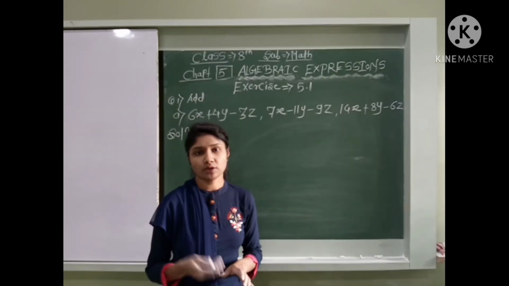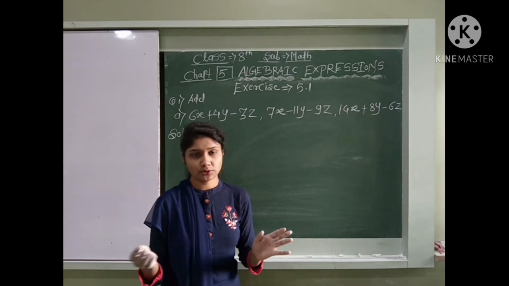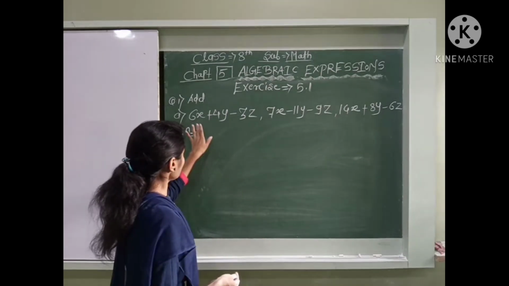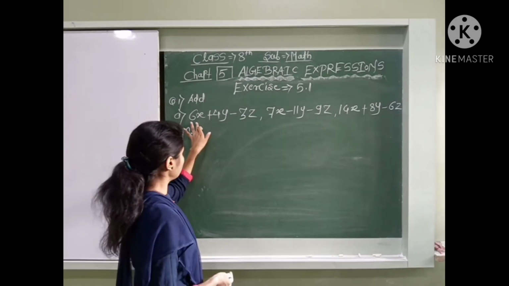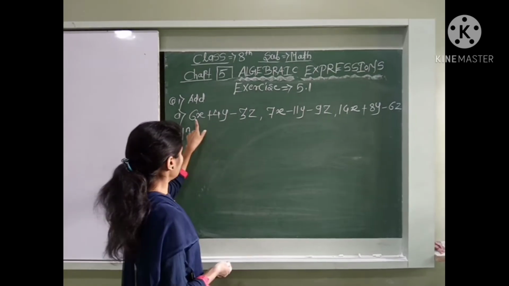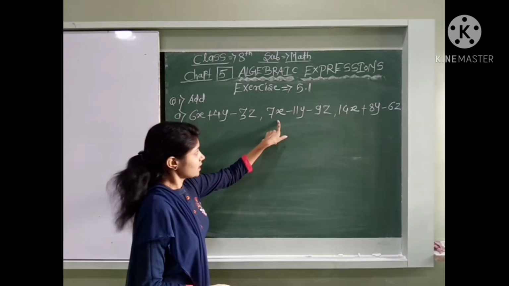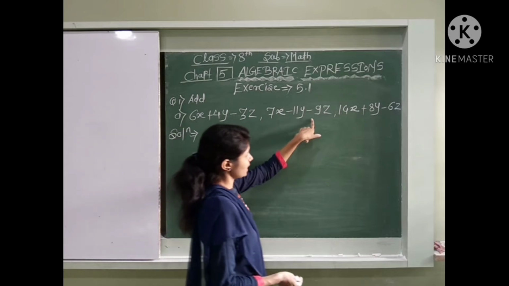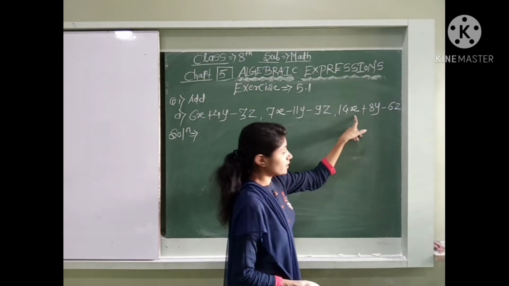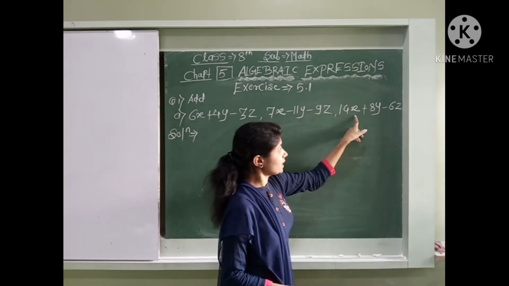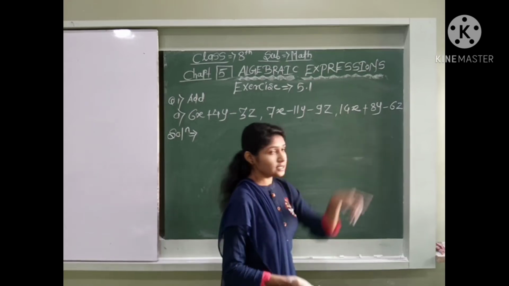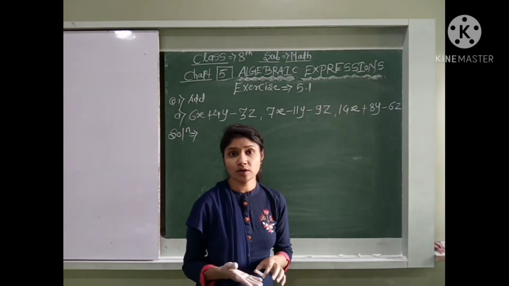Add the following. We have been given this number of expressions. We have to add them. The first question is what? I will explain question number first. 6x plus 4y minus 3z. Second, 7x minus 11y minus 9z. Next, the third expression, 14x plus 8y minus 6z.